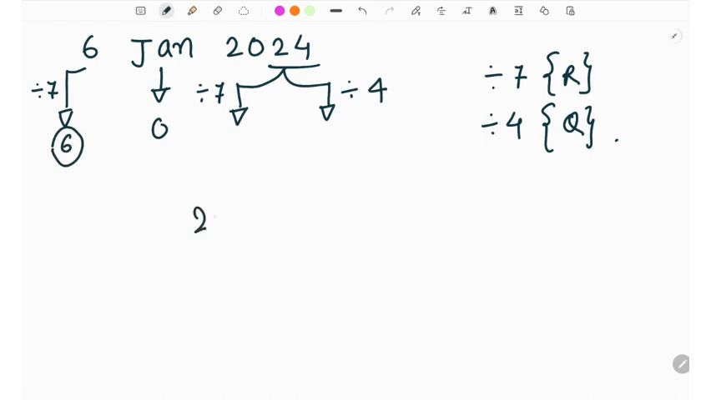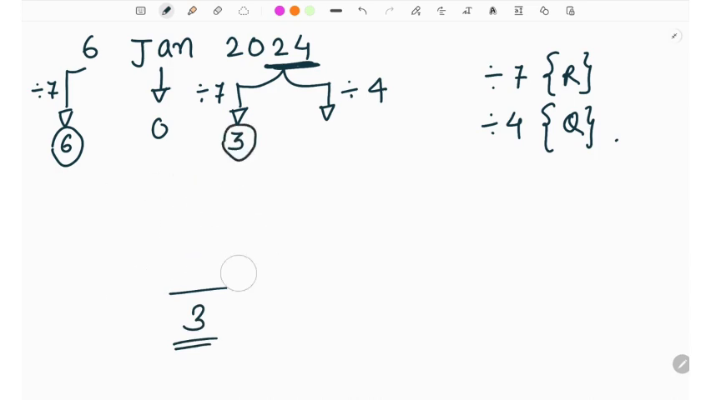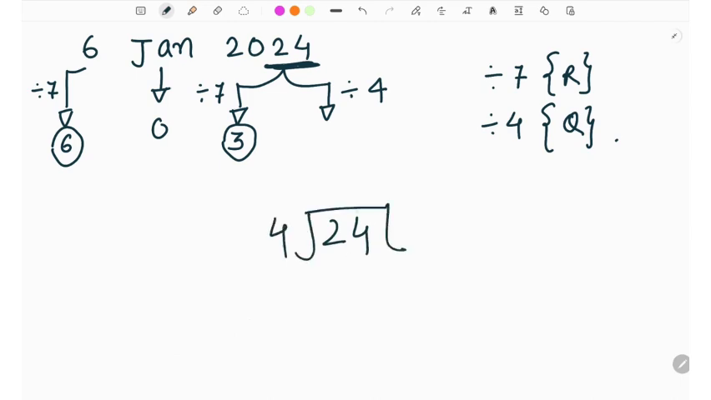And now, if I divide 24 by 7, the last 2 digits of the given year by 7, 7 3s are 21. The remainder over here is 3. So the remainder here I have got is 3. Later on, divide 24 by 4. 4 6s are 24. This will give me quotient equal to 6. So 6 is the quotient when I divide 24 by 4.